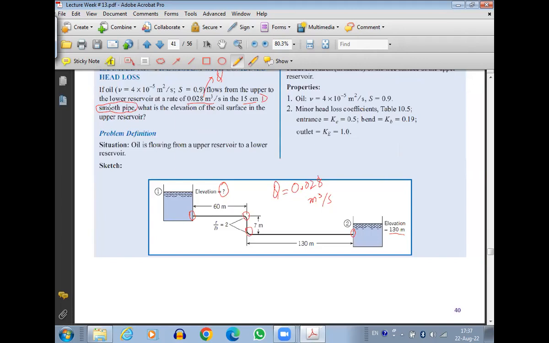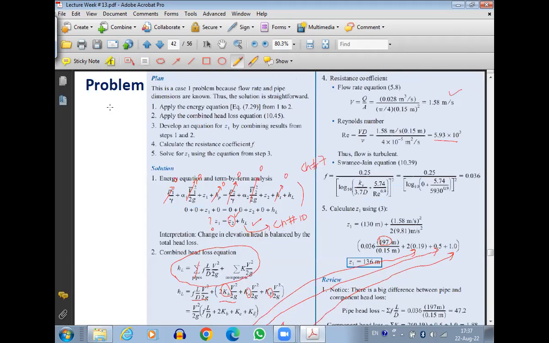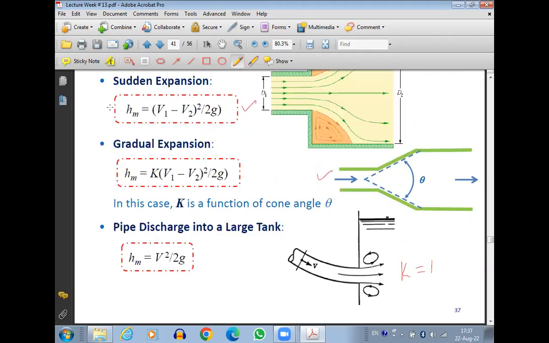So now let's use the Moody chart. 5.93 times 10 to the power 3 is the Reynolds number. So let's go back.